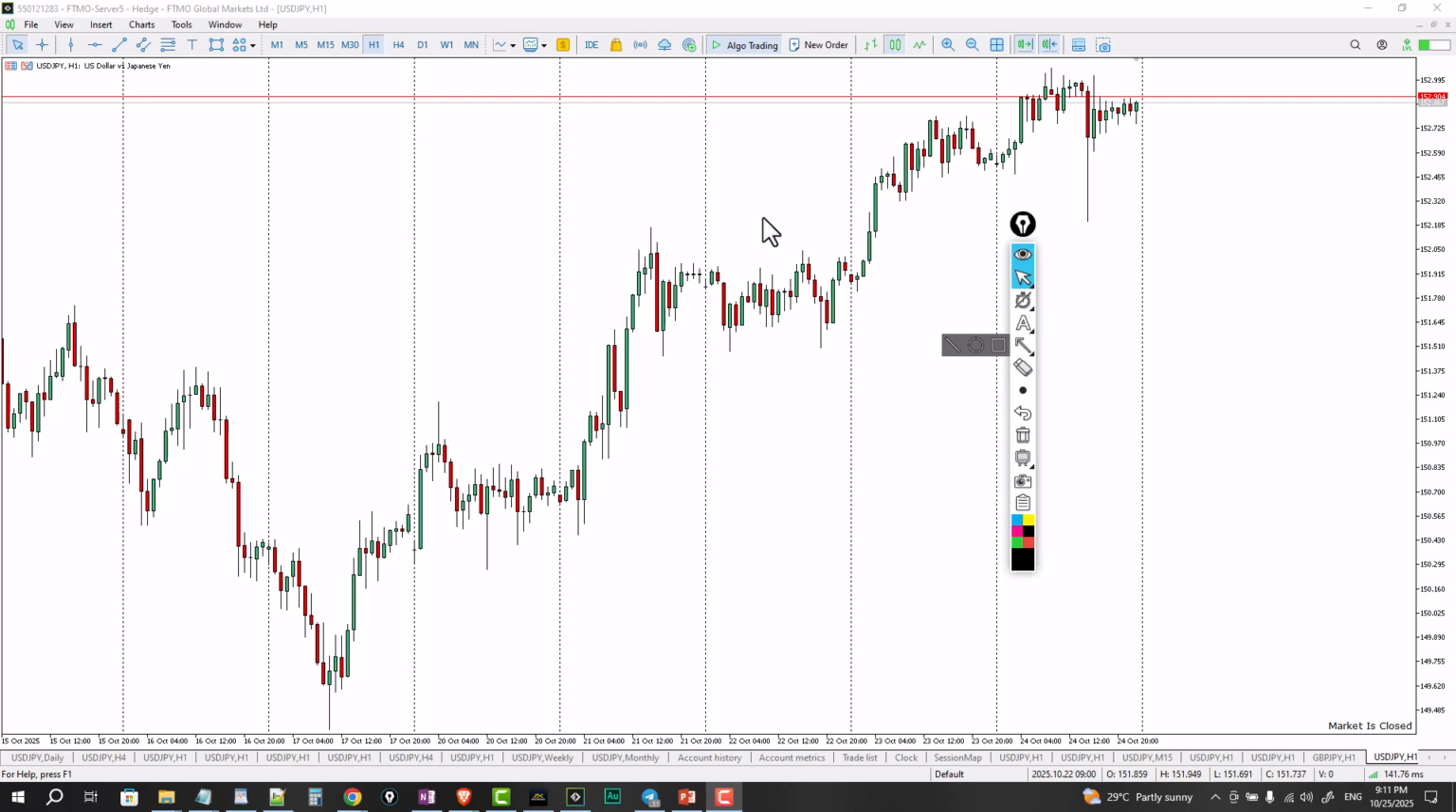In this week's episode, we're going to be talking about how to use the MACD indicator. The MACD indicator, for those of you who don't know, is classed under the oscillators category of technical indicators.